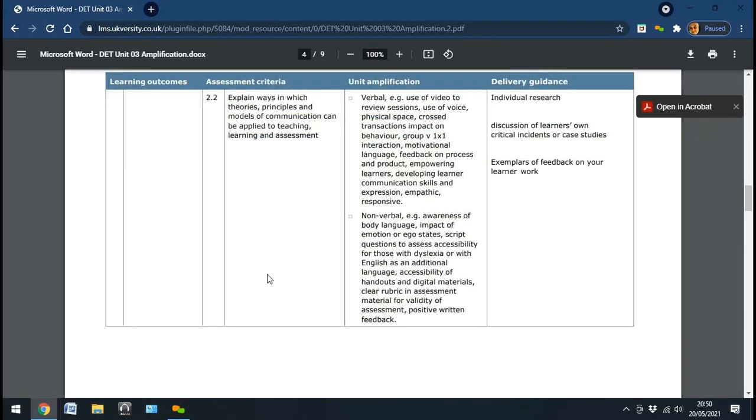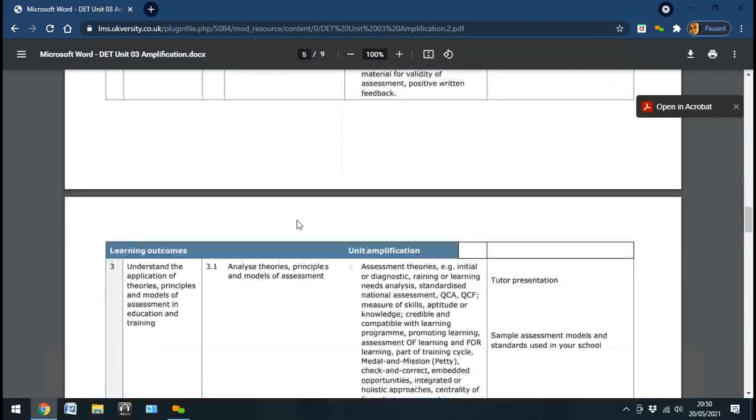Using video to review sessions, use of voice, physical space, cross-transactions, a whole host of those things may be used within the organisation that you're with. They may have their own system. Quite a few colleges have an intranet, and information and communication is done via that, in fact.